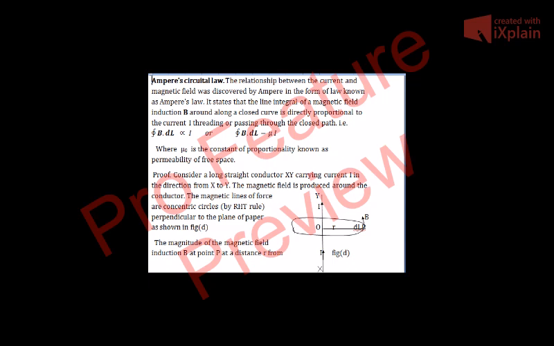Let us prove Ampere's circuital law. Let us consider a long straight conductor XY carrying current I in the direction from X to Y. Suppose that the current is flowing from below to upwards. So the direction of current is from X to Y.